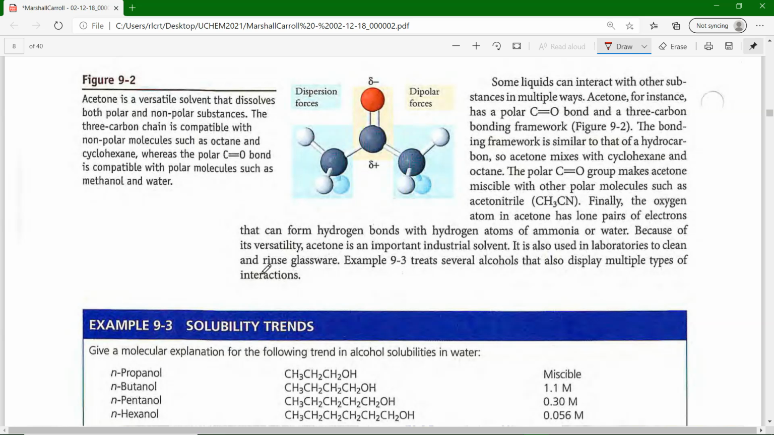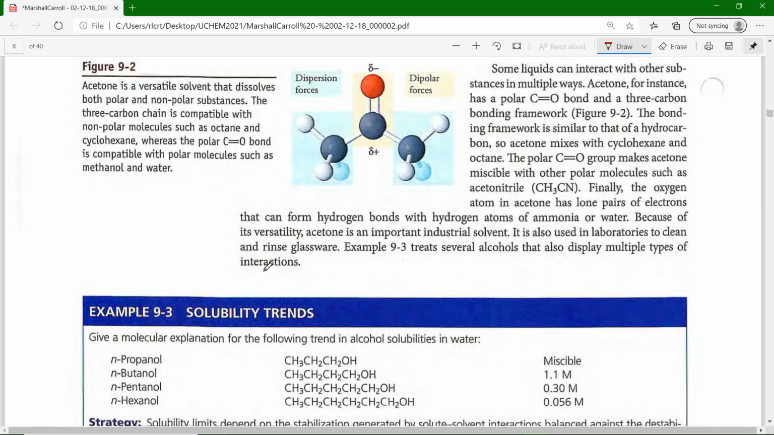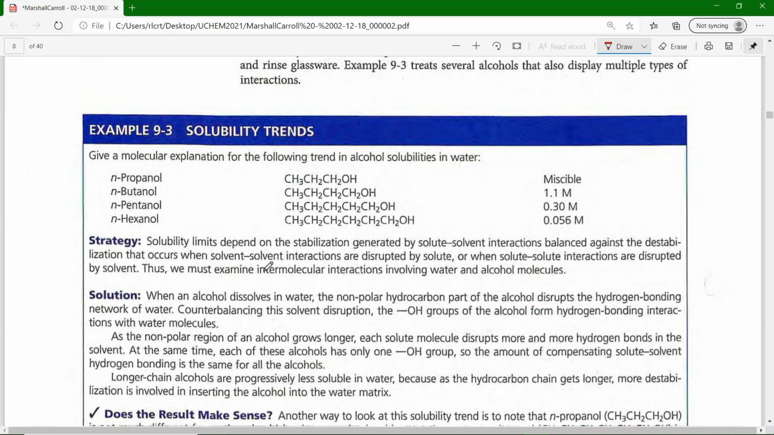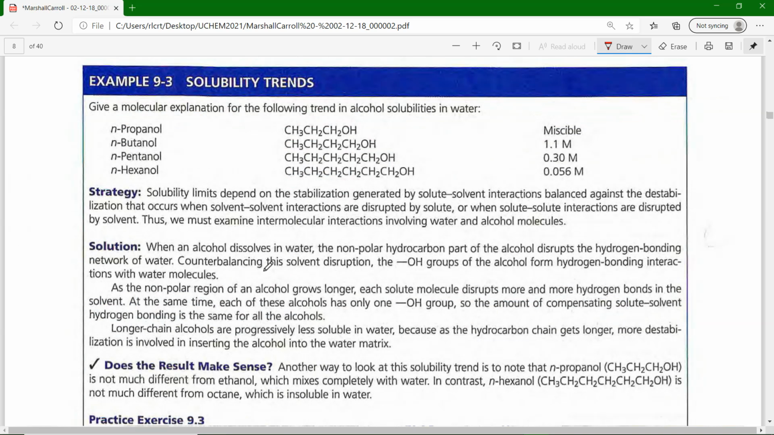Look at acetone, it's used to clean and rinse glassware. Of course, there are some safety issues with it. You can read about those. Possible carcinogen. For nail polish remover, which acetone has been used for, I would get the non-acetone ones now.